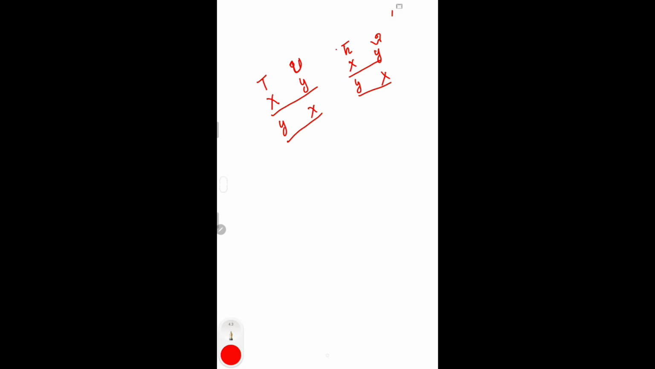So we know that the number must be 10x plus y, and when we reverse that number, the number becomes 10y plus x. So the sum of these two numbers is 88. So 11x plus 11y equal to 88. So x plus y equal to 8.